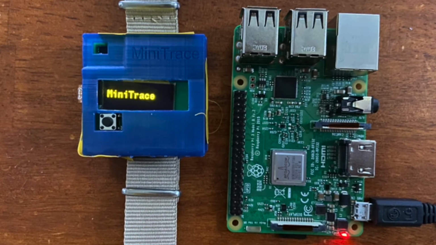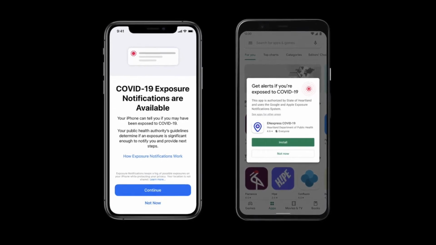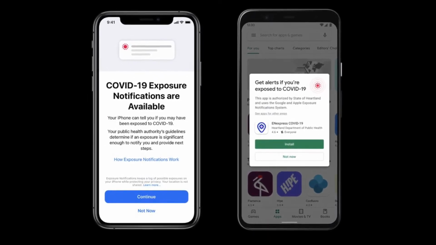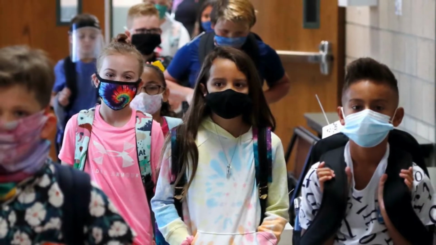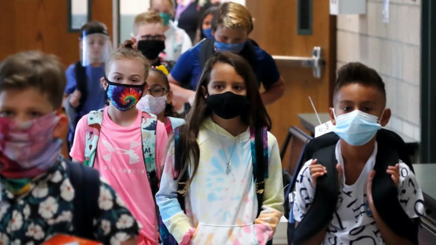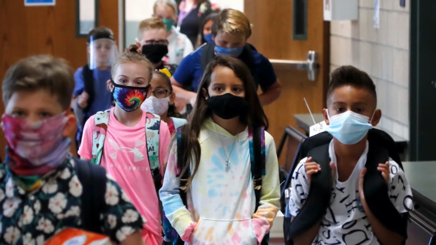While companies such as Google and Apple have attempted to implement contact tracing applications, these systems have raised privacy and attainability concerns. MiniTrace successfully fills these gaps in the market through anonymously tracking interactions in local establishments such as schools and nursing homes, where an administrator is the only person that would have access to the data.